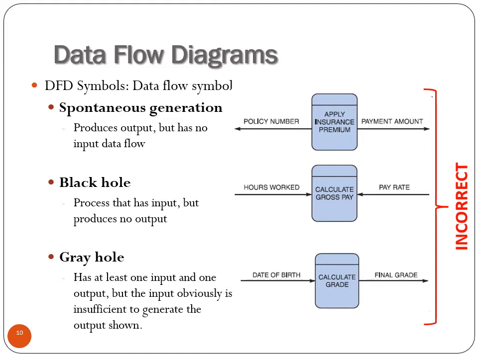And the last one is a gray hole. A gray hole is a process that has at least one input and one output, but the input obviously is insufficient to generate the output shown. For example, look at the third figure here. The calculate grade process has date of birth as input, which is not sufficient to produce a final grade.